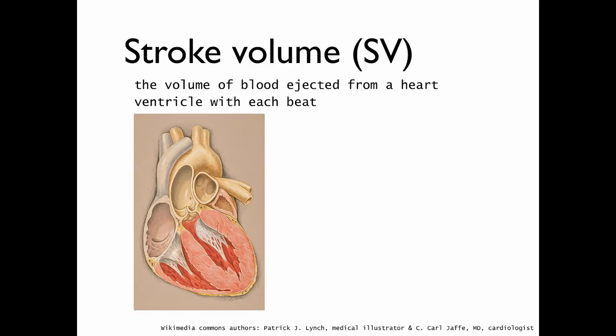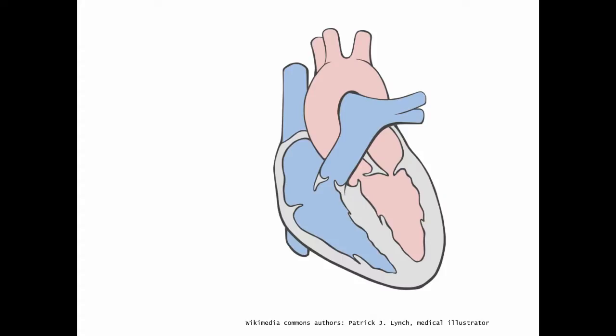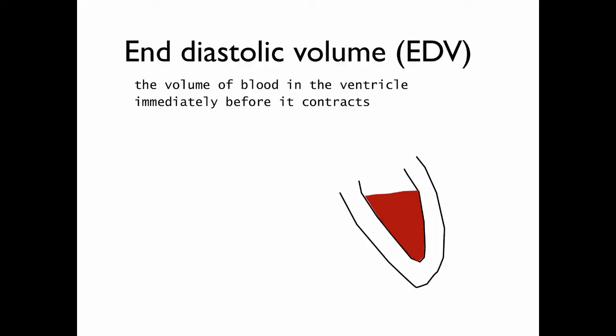Recall that stroke volume is the volume of blood ejected from the heart ventricle with each beat. Let's take a closer look at the left ventricle, which I've illustrated here with these simple lines. This left ventricle fills with blood, and we call this end diastolic volume, which is the volume of blood in the ventricle immediately before it contracts. The volume of blood varies. Sometimes it is less full, and sometimes there is more blood in the ventricle.